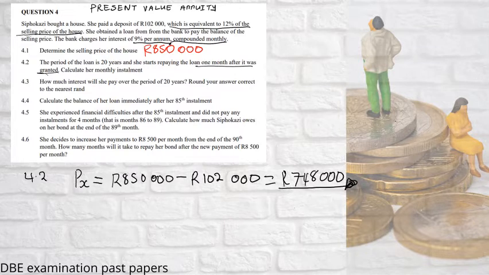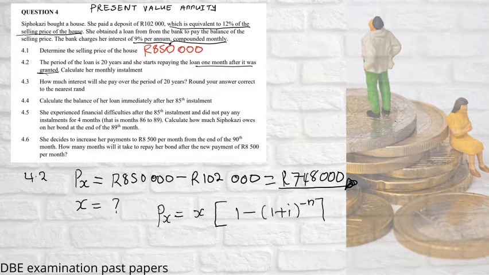That's the loan, right? So we need X, which is the monthly repayments. Is it the monthly repayments? Yeah, it's the monthly repayments. So we're going to use the formula: present value is equal to X into 1 plus i exponent... No, this one is a future value. So it's X into 1 minus (1 plus i) exponent minus n, all divided by i.